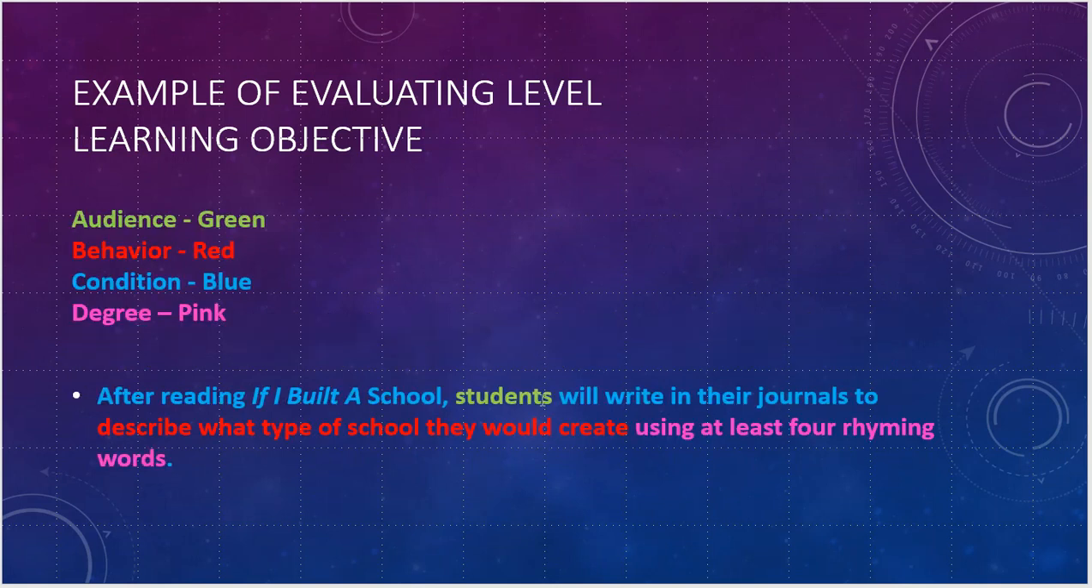So here it is. The students, that's our audience, they're going to describe what type of school they would create. And they're going to do it after they read a book called If I Built a School. And they're going to write in their journals. That's where their description is going to be written. And they have to use at least 4 rhyming words, because If I Built a School is a rhyming story. And so this is an objective that obviously has to do with poetry, probably.